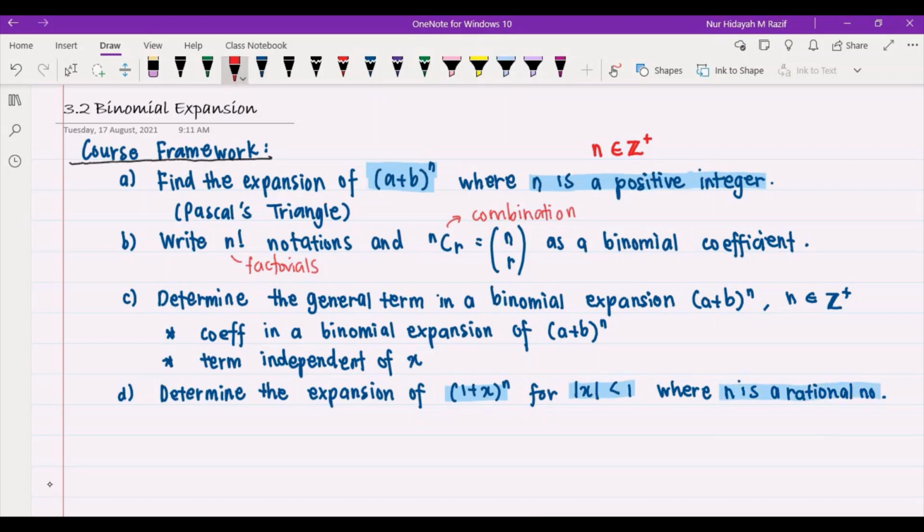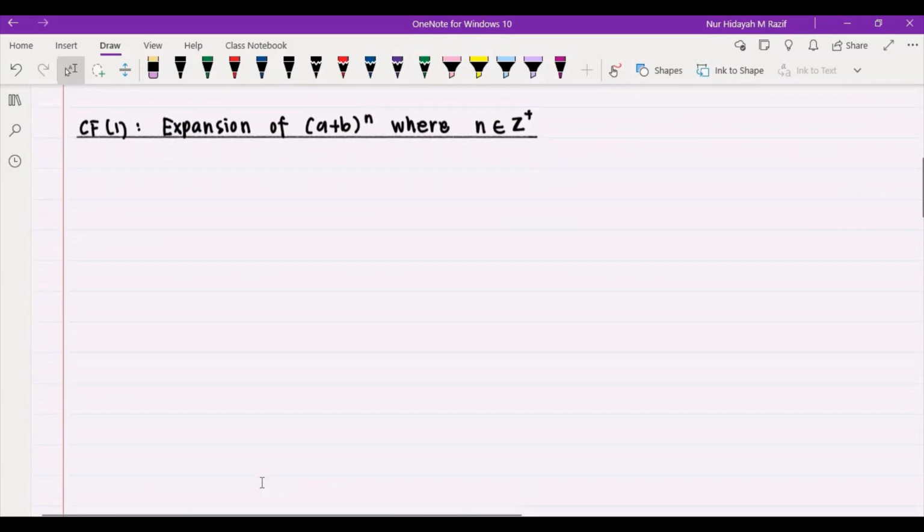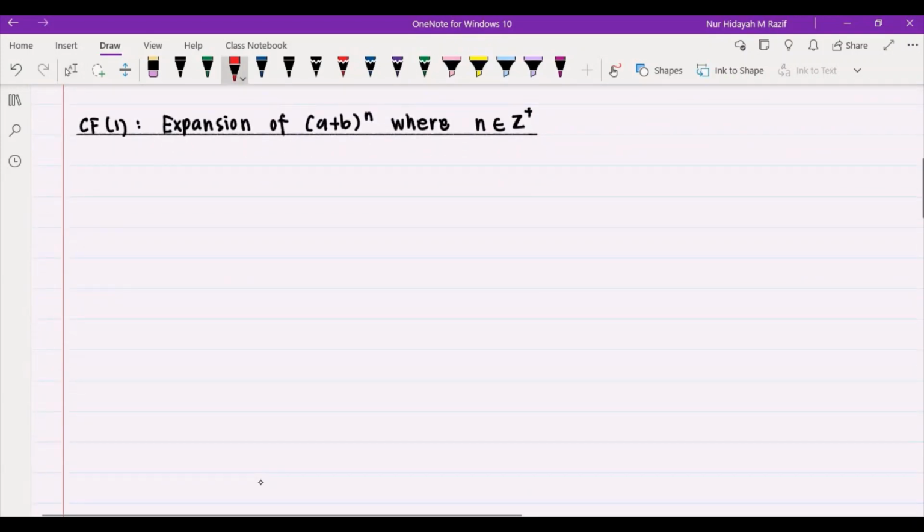So again, we can just rewrite this as n is an element of Q, where we can write n as a fraction p over q. So let's move on to our first learning objective. The first one is to find the expansion of (a + b)^n, where n is an element of positive integers.